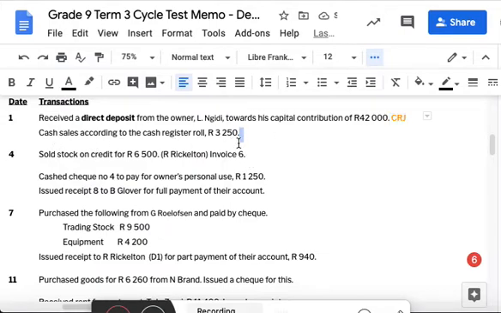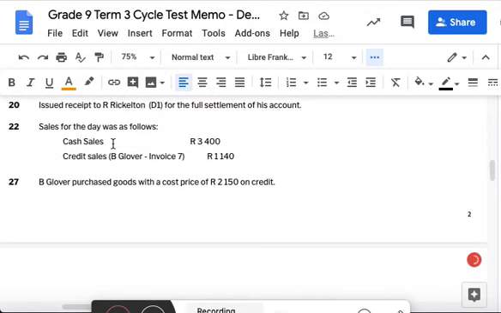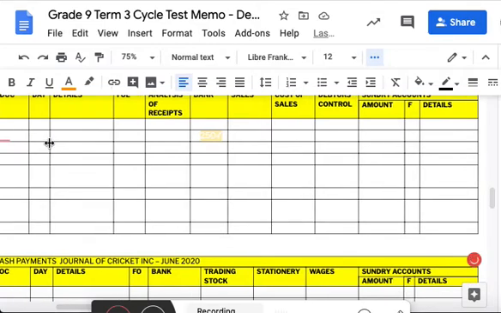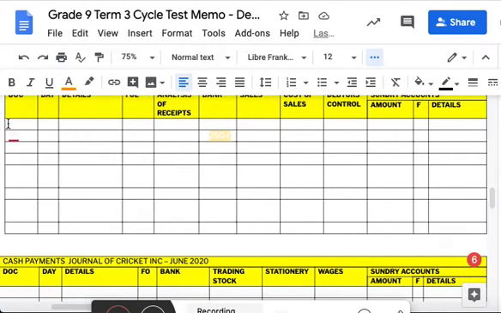Cash sales according to the cash register roll. What journal does that go into, Chris? What journal does the second transaction go into? Cash sales according to the cash register roll. Someone said it? CRJ. Okay, so we can put that there. That's everything on the first day. So let's go into our CRJ. We don't need to put that anywhere else. If we have a look.